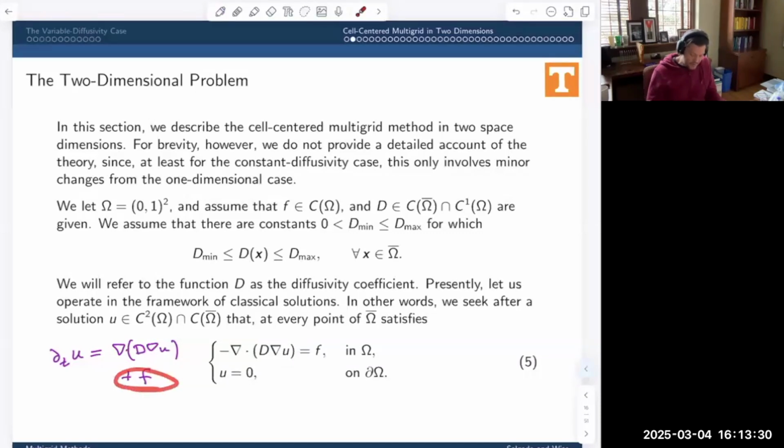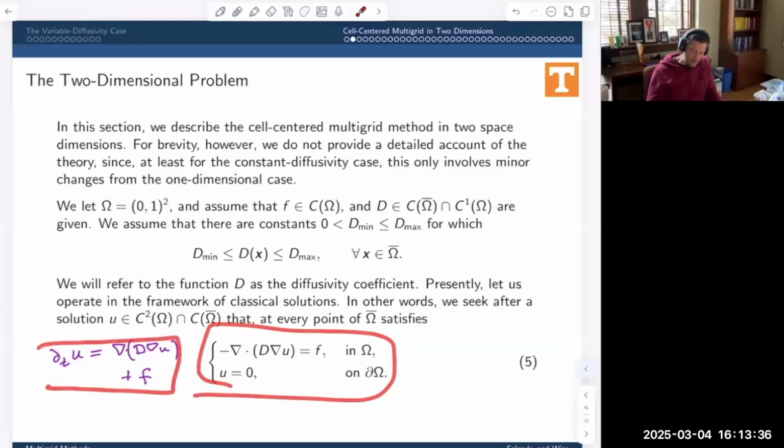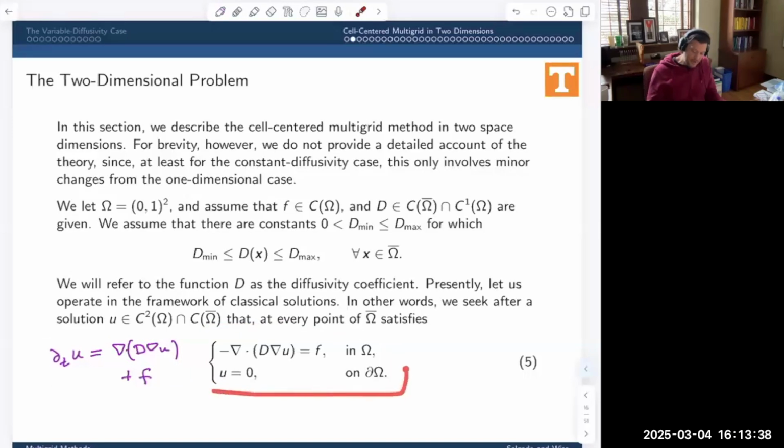Okay, f is a source term. But now, how does this equation result from this equation? Well, I can think about this problem as resulting from what's called the equilibrium or the steady state of this problem here. And by the way, this problem should also be combined with some boundary conditions and also initial conditions.